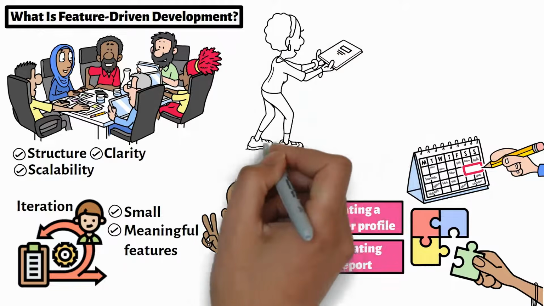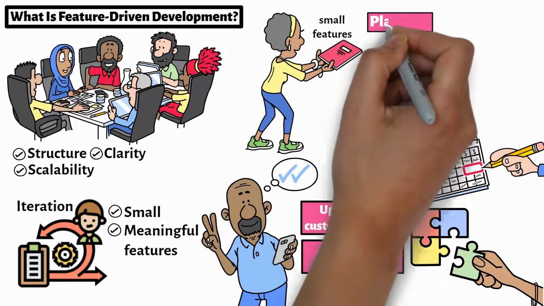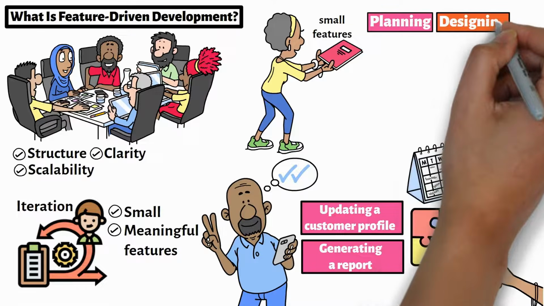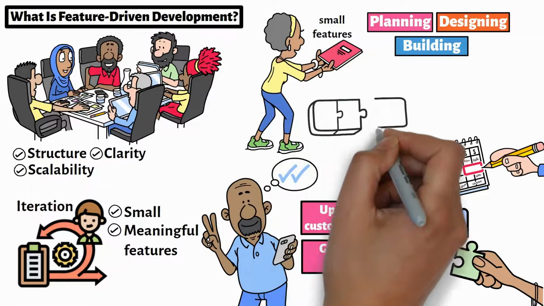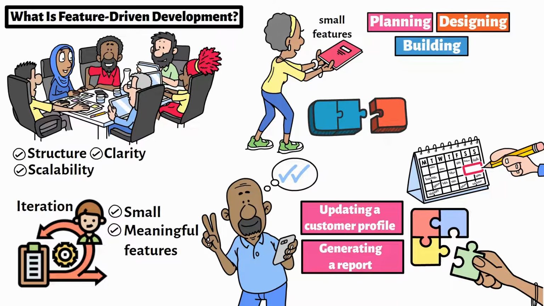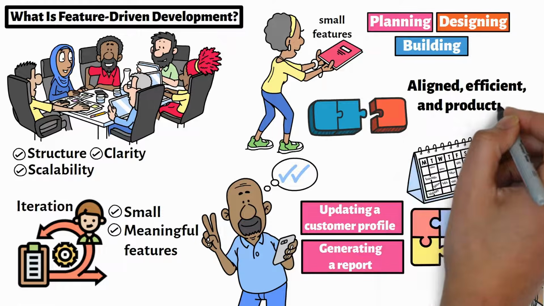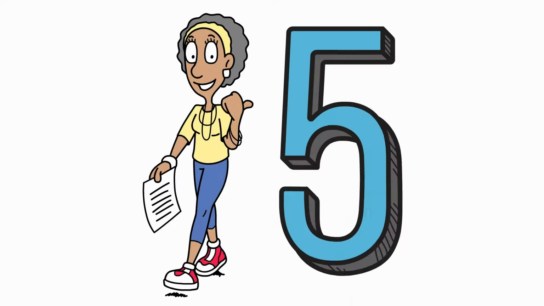In FDD, the entire development process revolves around delivering these small features. Planning, designing, and building are all centered around feature delivery. The system grows in steady, manageable increments, supported by a workflow that keeps large teams aligned, efficient, and productive. Next, let's explore the 5 core activities that define feature-driven development.